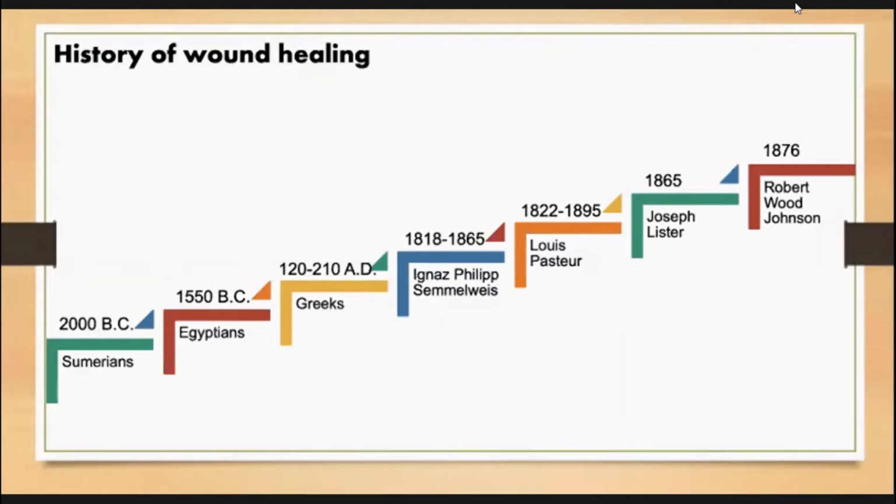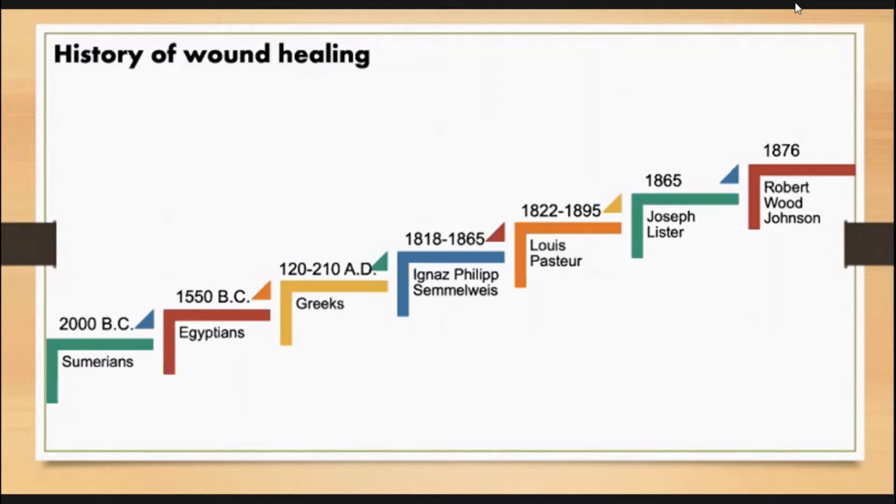So let's touch a little bit on the history of wound healing, and let's give credit to those people who studied wound healing in the early days, right? So it actually started in the 2000 BC. Okay, the Sumerians. So they had a spiritual method of incantations, physical method of applying poultice to the wound, then followed by the Egyptians in the 1550 BC.